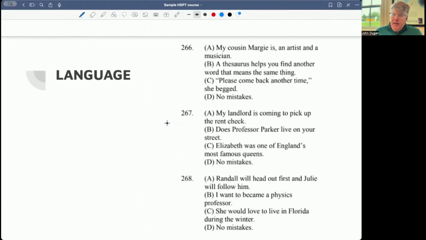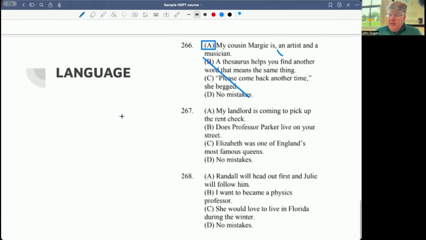All right. My cousin Margie is an artist and a musician. Well, why do you need that comma there? You're really interrupting the flow of the sentence, right? My cousin Margie, so that would be the mistake. No need for that comma. All right. And then you don't even have to read B and C or D. D is just no mistake. So one way to be efficient on this test is if you see a rock solid mistake in A or B, that's it. That's the answer.